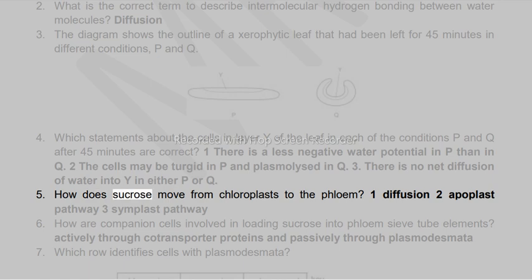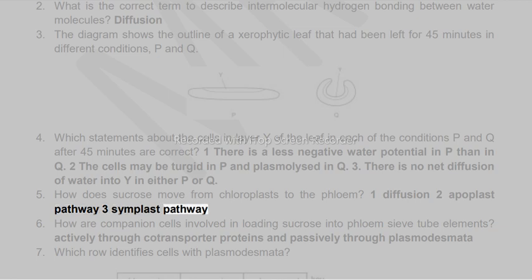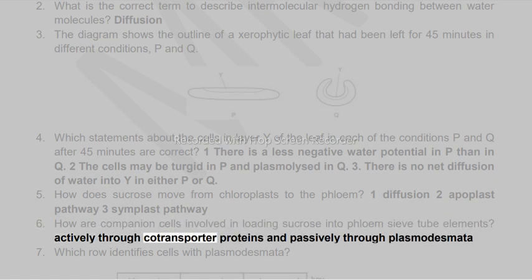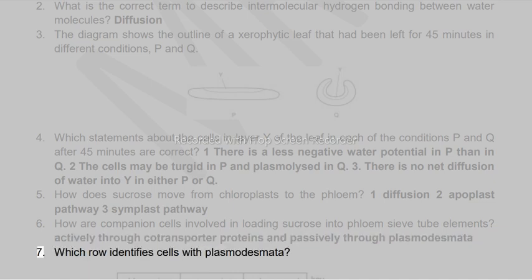5. How does sucrose move from chloroplasts to the phloem? 1. Diffusion, 2. Apoplast pathway, 3. Symplast pathway. 6. How are companion cells involved in loading sucrose into phloem sieve tube elements? Actively through cotransporter proteins and passively through plasmodesmata. 7. Which row identifies cells with plasmodesmata?